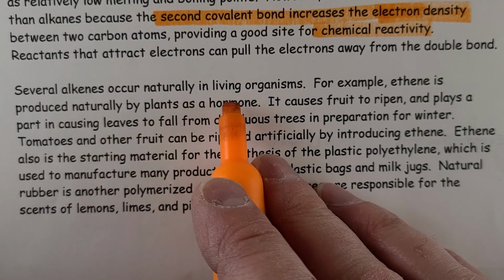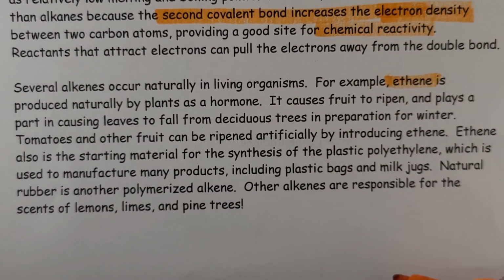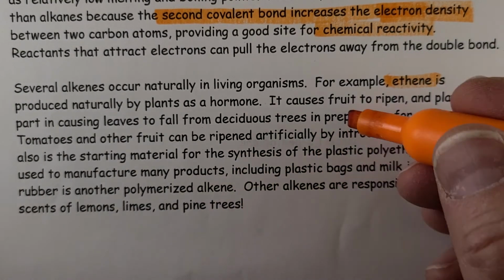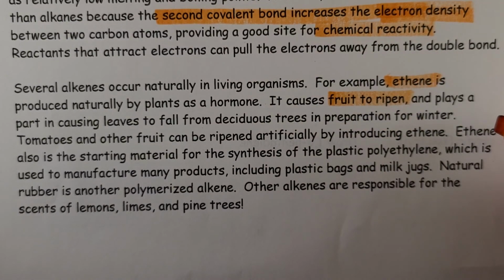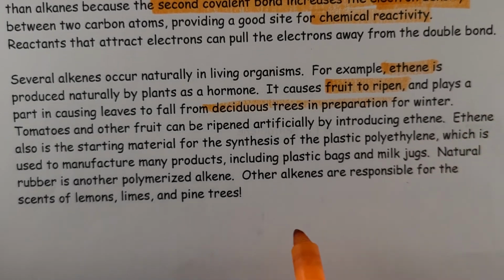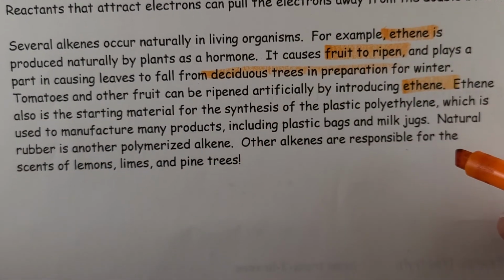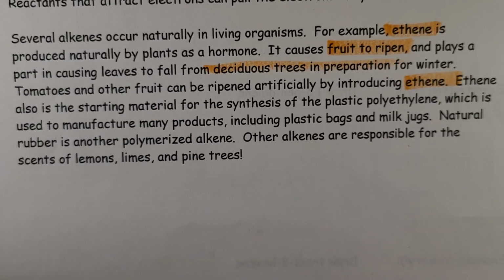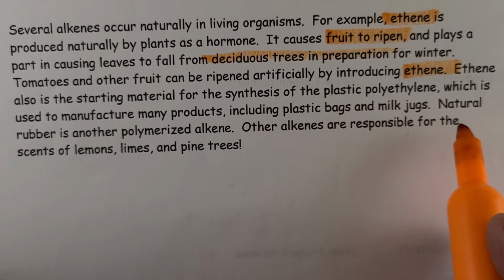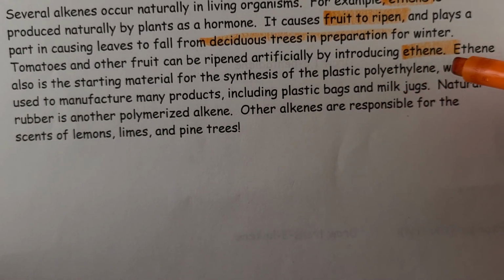Several alkenes occur naturally in living organisms. For example, ethene, that's 2 carbons, is produced naturally by plants as a hormone. It causes fruit to ripen and plays a part in causing leaves to fall from deciduous trees in preparation for winter. Tomatoes and other fruit can be ripened artificially by using ethene, so it's kind of an aging agent. Ethene also is the starting material for the synthesis of the plastic polyethylene, which is used to manufacture many products, including plastic bags and milk jugs.